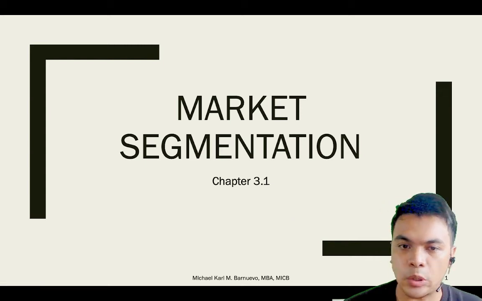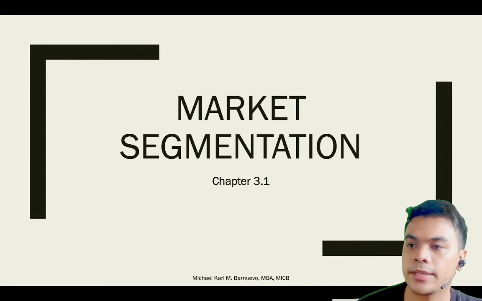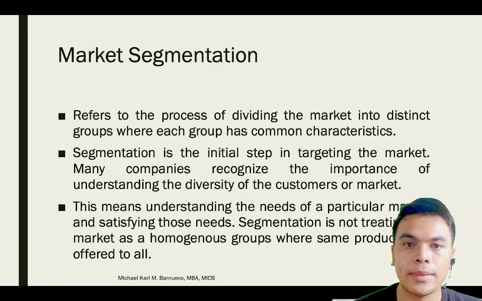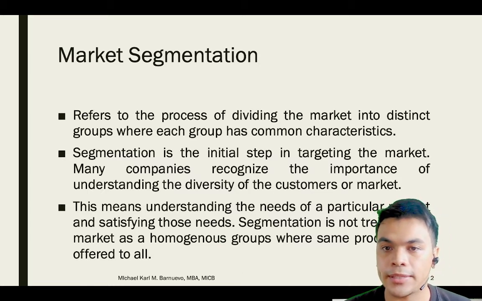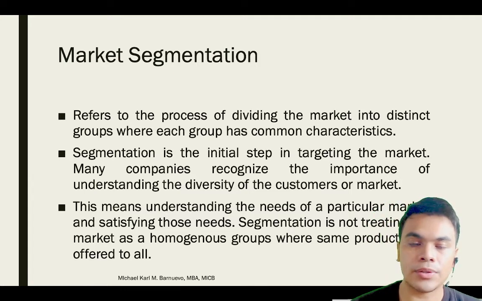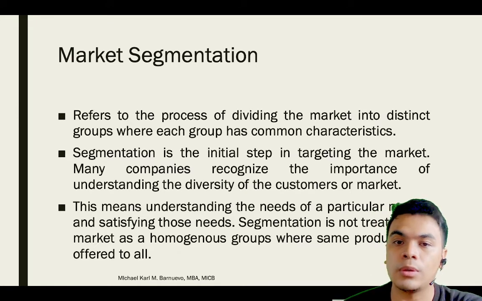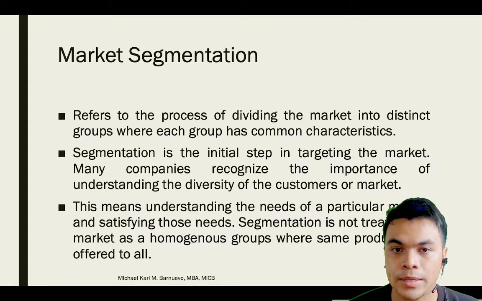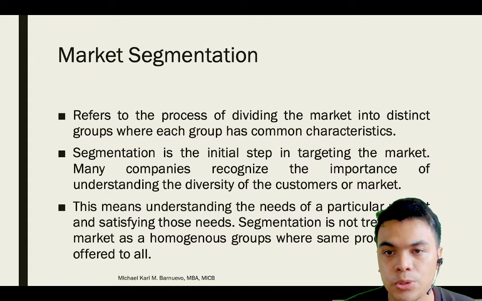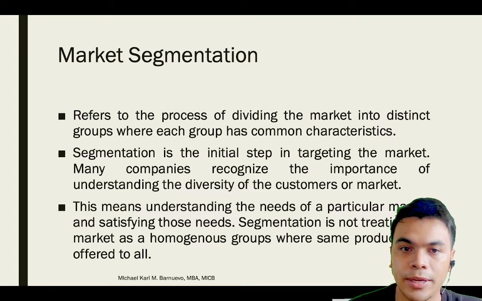Good day, everyone. We will be continuing our discussion on our marketing on Chapter 3, the market segmentation. When we say market segmentation, this refers to the process of dividing the market into distinctive groups, where each group has common characteristics. When we try to sell products to our customers, we do not waste our time selling a certain product to all types of people. Usually we group them into segments according to their demographics: age, income, education, gender, etc. That is the concept of market segmentation.